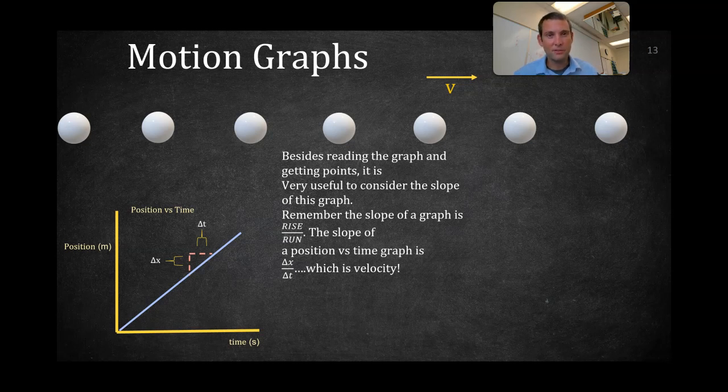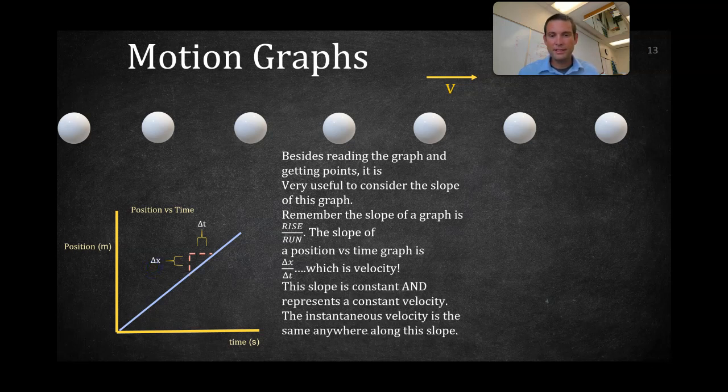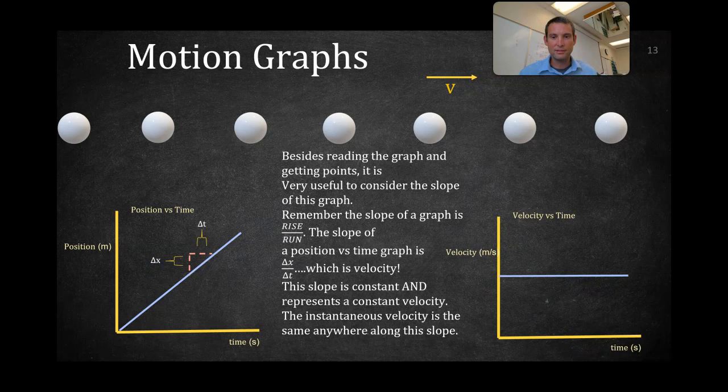That's an important fact to remember. You need to have it on the front of your brain for the rest of the year. The slope of a position versus time graph is velocity. The instantaneous velocity is the same anywhere along this slope because the slope isn't changing, it's constant.